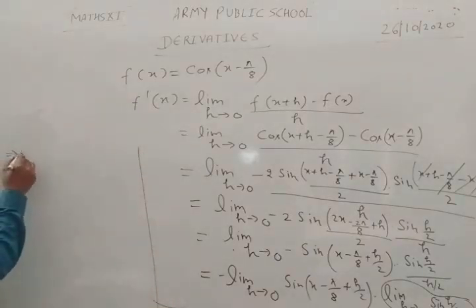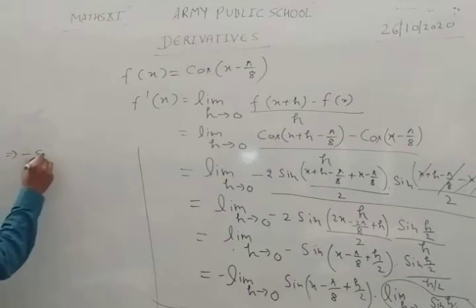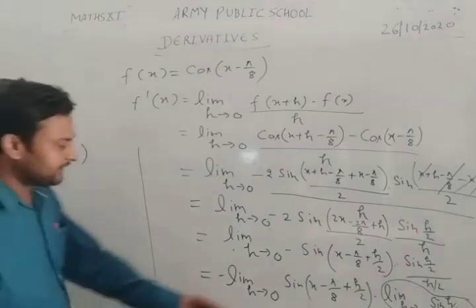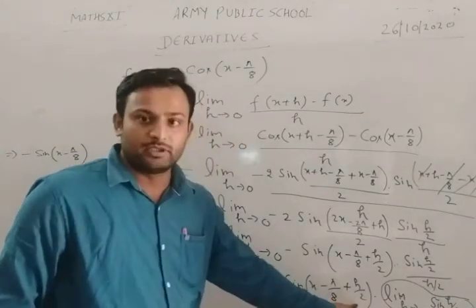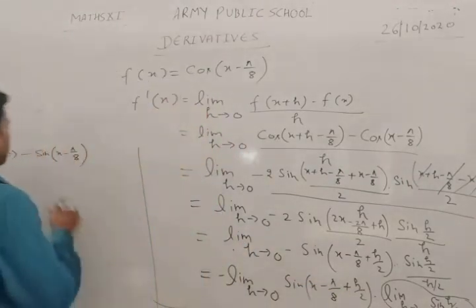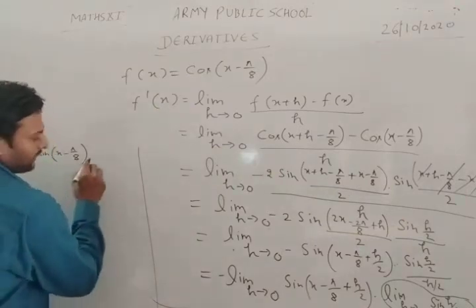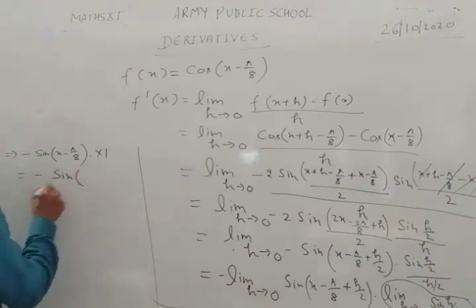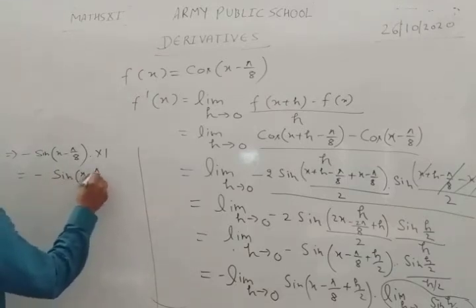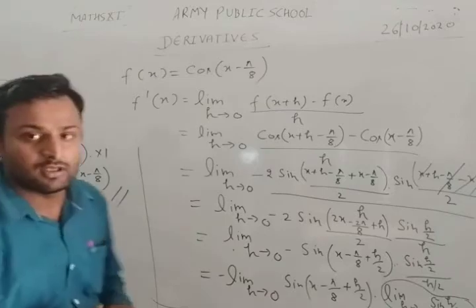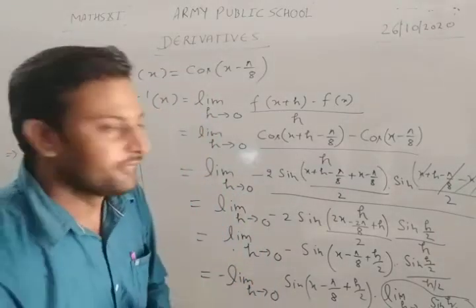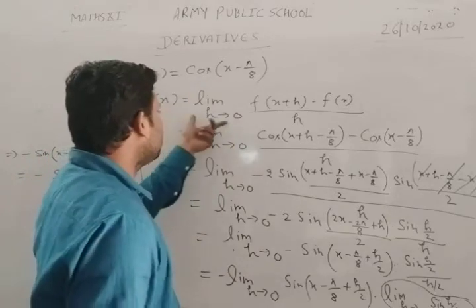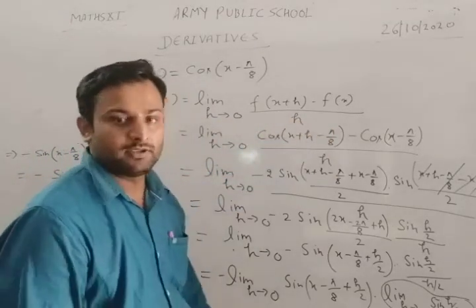After putting the limit, we get minus sine x minus pi by 8, and this term will be 0 because we are putting limit h 0. So we get x minus pi by 8 into 1, and our answer will be minus sine x minus pi by 8. It will be our required result. Okay. So what we have done, we have taken the function, and this is the formula of first principle.